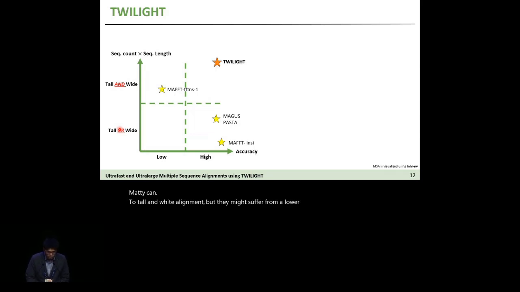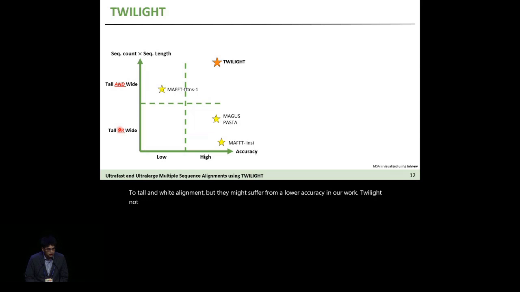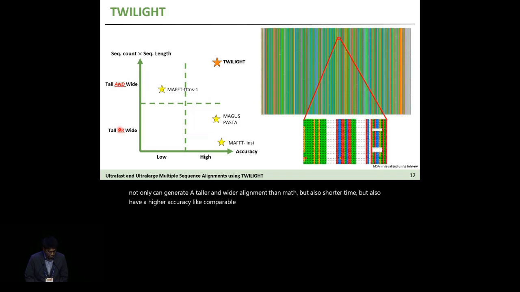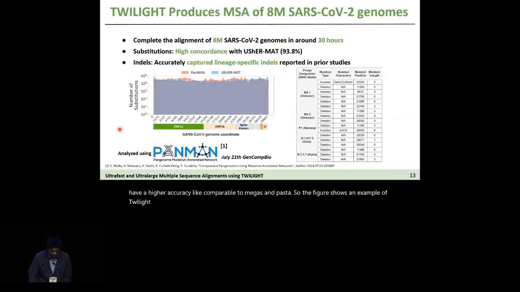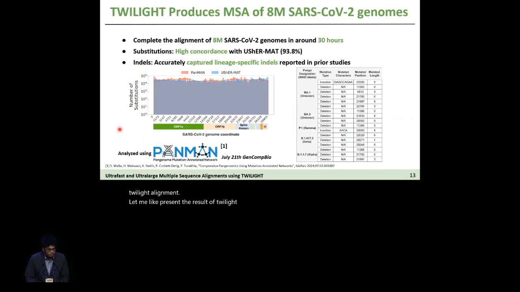In our work, TWILIGHT can not only generate a taller and wider alignment than MAFFT, but also in a shorter time, and with higher accuracy, comparable to MAGUS and PASTA. The figure shows an example of a TWILIGHT alignment. Let me present the results of TWILIGHT. First, TWILIGHT successfully generates a multiple sequence alignment of 8 million SARS-CoV-2 genomes.